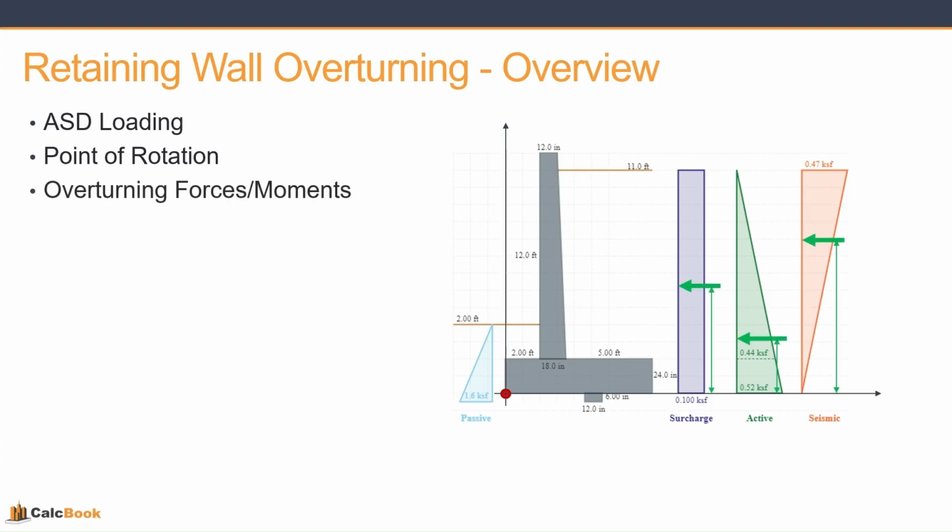We have our overturning forces, right, due to our lateral soil loading, so our surcharge, our active, our seismic, and then the corresponding moments due to their moment arms from the soil to the point of rotation. Then we have our resisting forces and moments, right? So that's going to be the weight of the footing, the weight of the stem, the weight of the soil over the heel, and the weight of the soil over the toe. And we do not use our passive pressure for overturning stability.